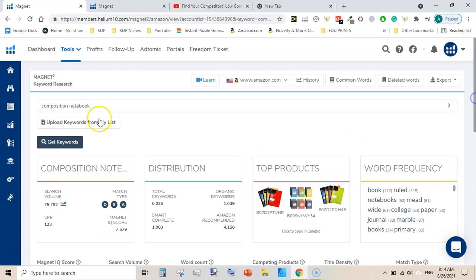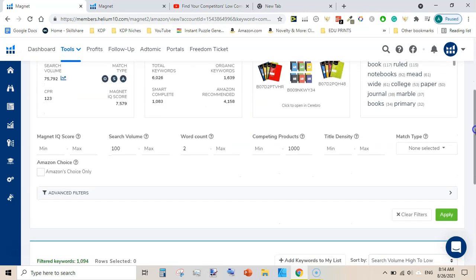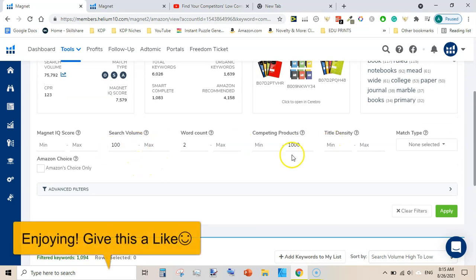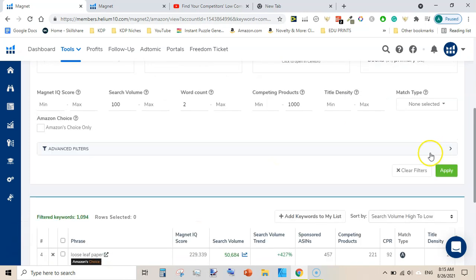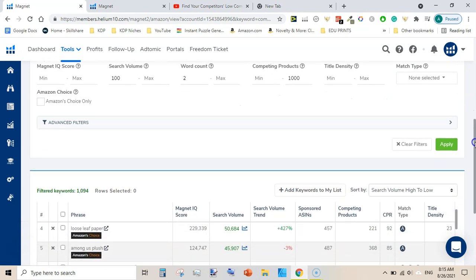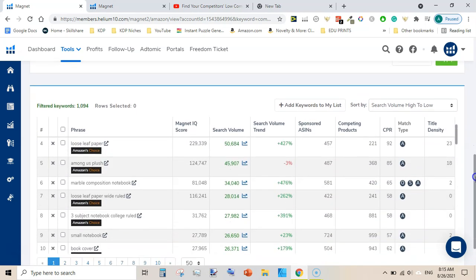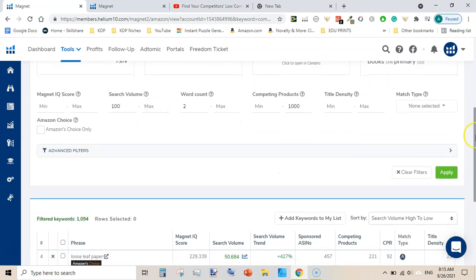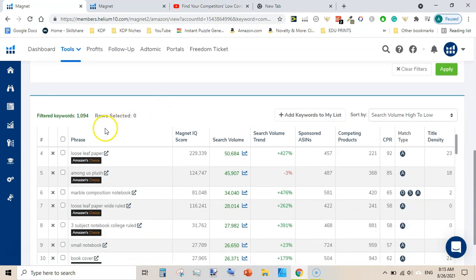So I have searched this composition notebook and then applied some filters. Like first filter I have applied search volume 100 at least, and the competing products are 1000 at max. The third filter I haven't applied yet, so you can also apply the third filter, but at the time I haven't applied this third filter. You can see here total number of keywords is over 6,000. By applying these two filters we are now left with low competition keywords of 1094.